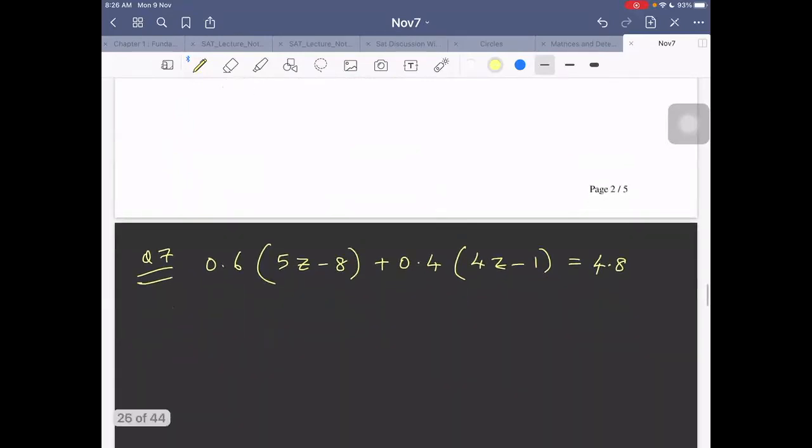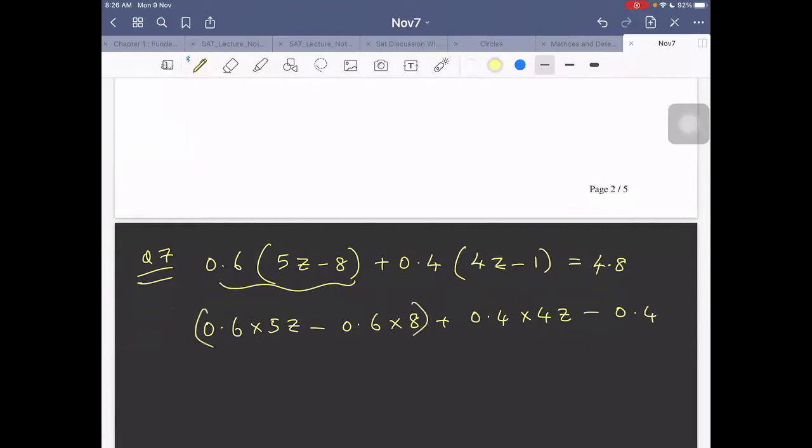Now one way to approach this question is, please listen carefully, you just directly do the regular operation. So you have to expand this bracket first. You have 0.6 into 5z minus 0.6 into 8 plus 0.4 into 4z minus 0.4. This is one term, this is the second term, is equal to 4.8. Clear? In the first step, I applied the distribution property.